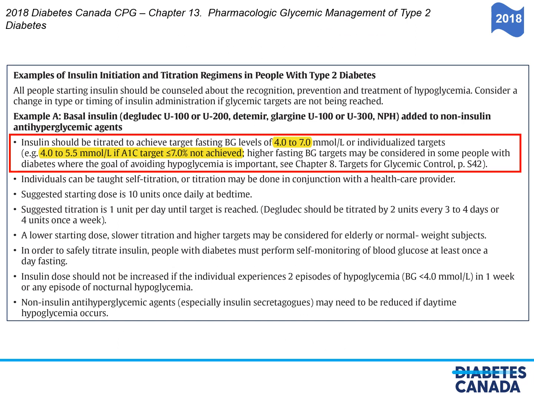The Targets for Glycemic Control chapter contains a new recommendation that is shown in this appendix entitled Examples of Insulin Initiation and Titration Regimes. Like the 2013 guidelines, the first part states, in order to achieve an A1C less than or equal to 7%, people with diabetes should aim for a fasting or preprandial glucose target of 4 to 7 millimoles per liter and a 2-hour postprandial plasma glucose target of 5 to 10 millimoles per liter.